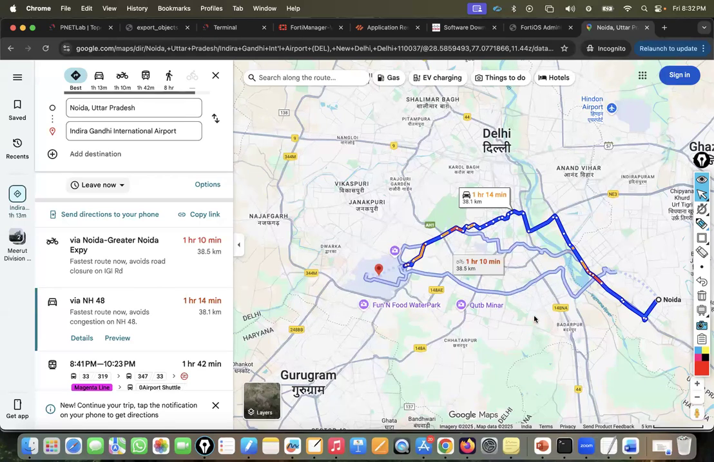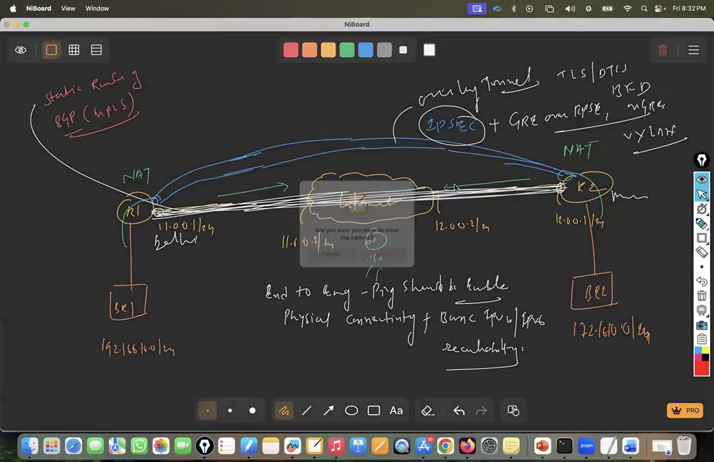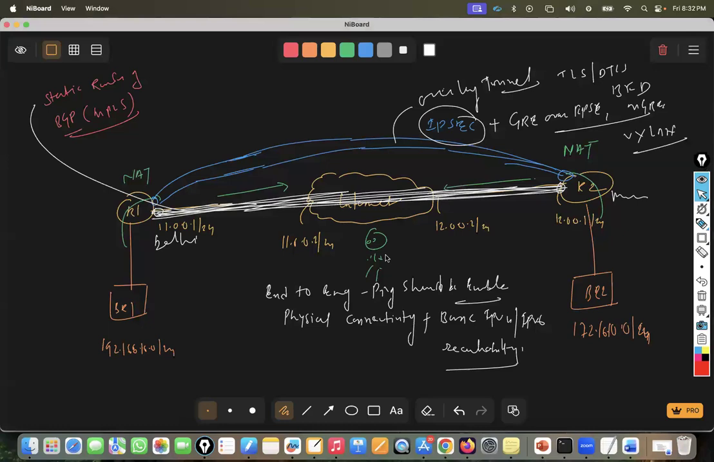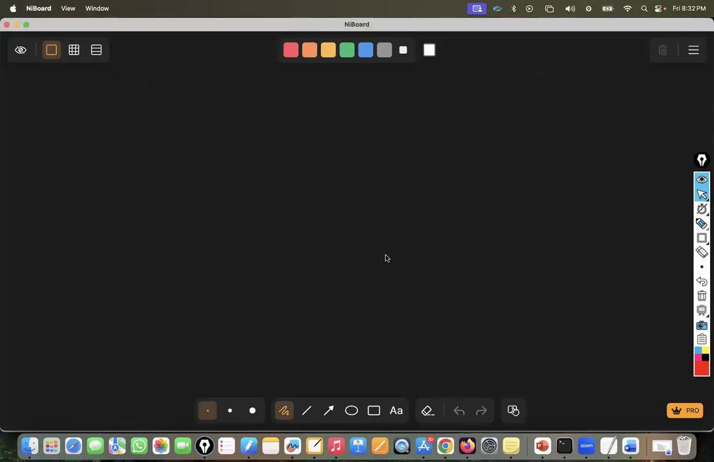OSPF is known as Open Shortest Path First. Why open shortest path first? Because it uses an algorithm that selects the best path out of all available paths, and that again falls under the category of IGP. IGP includes EIGRP, and also RIP, static routing, IS-IS. All of these are IGPs.